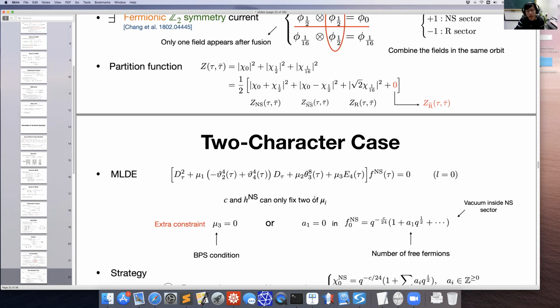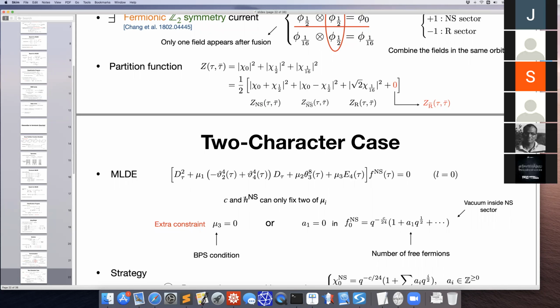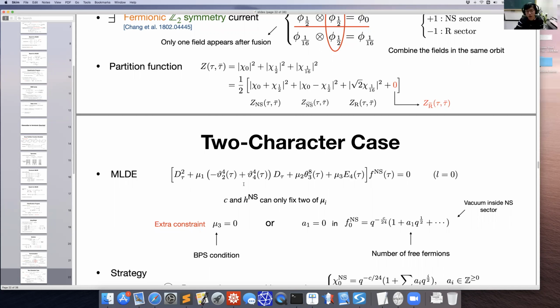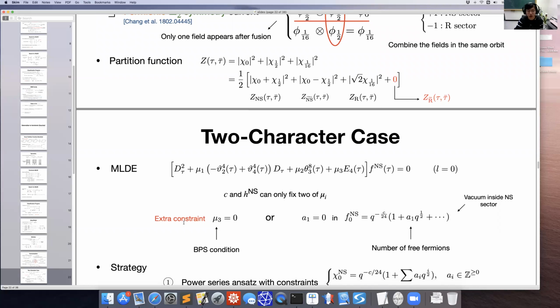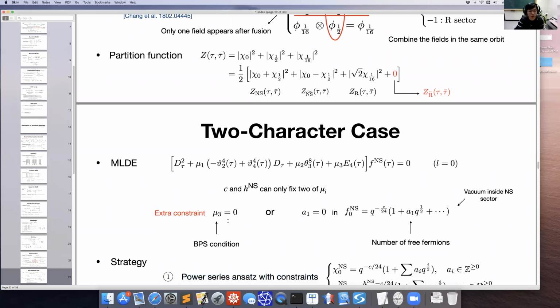And moreover, in order to classify MLDEs, we need to express mu I in terms of C and H and S. But naively, because here we only have 2 parameters, but with 3 mu I's, there's 1 extra parameter in our problem. So we need to impose an extra constraint.